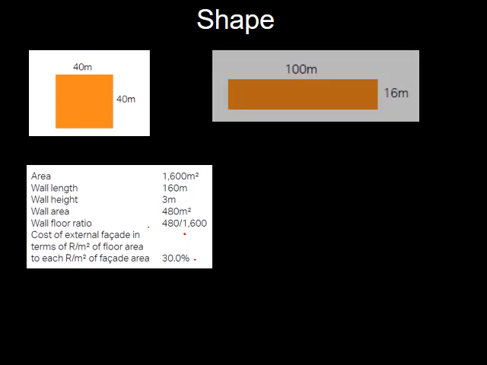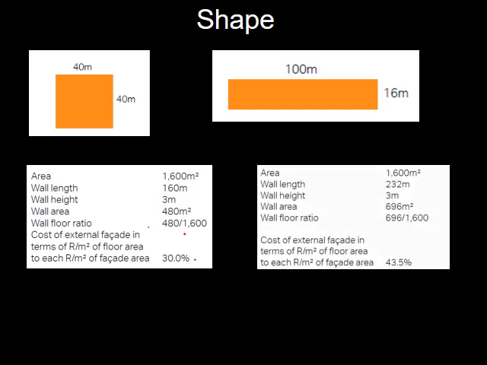Looking at the second scenario, you've got your 100 by 16 meters, which is the same area if you calculate it. Your wall length is now 232 meters. Your height still stays the same, and your wall area now goes up to 696 square meters. If you divide that by your floor area, you get a ratio of 43.5%. So you can see the ratio is higher.